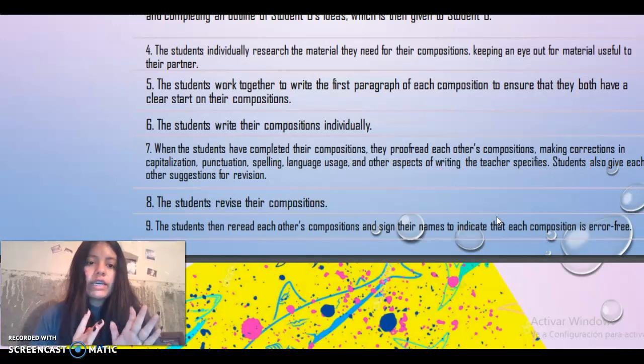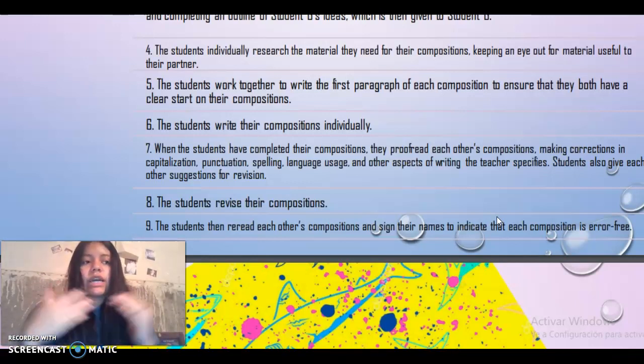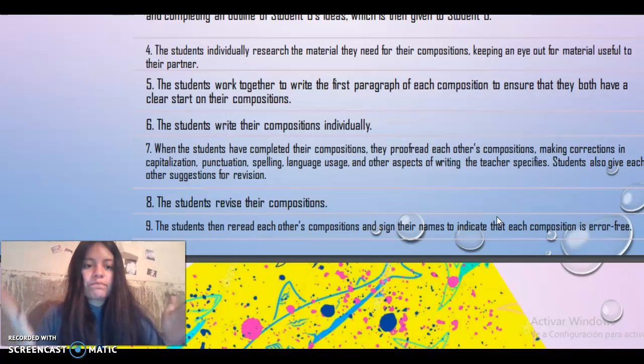Number 6 is the students write their compositions individually. So this means that they're going to work together in the first steps, but then there is an individual part. In number 7, we have the students who complete their compositions.